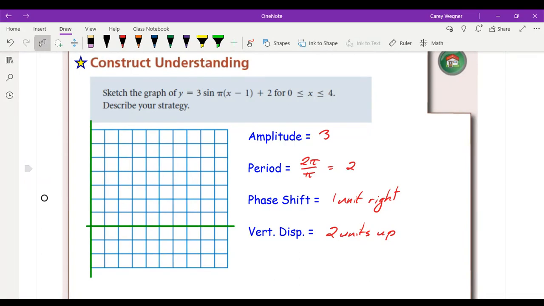So I can choose a scale here, and we'll say 0 is here, and I'll make every 2 grid lines 1, so I can fit it on. And then as we look vertically, I can see its vertical displacement is up 2, and then the amplitude is 3, so I need to go as high as 5. So I'm going to have every 1 grid line represent 1.